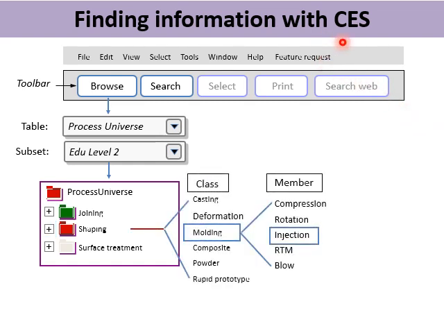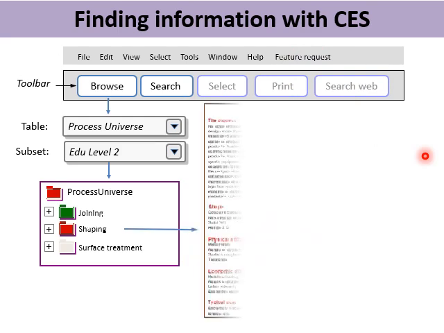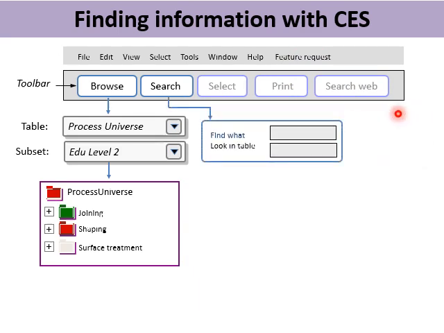Double-clicking on a member opens its record. The search button allows a full text search on part or all of the records in the database, finding all the records that contain a word or word string entered by the user in the find box over here. This is the example.